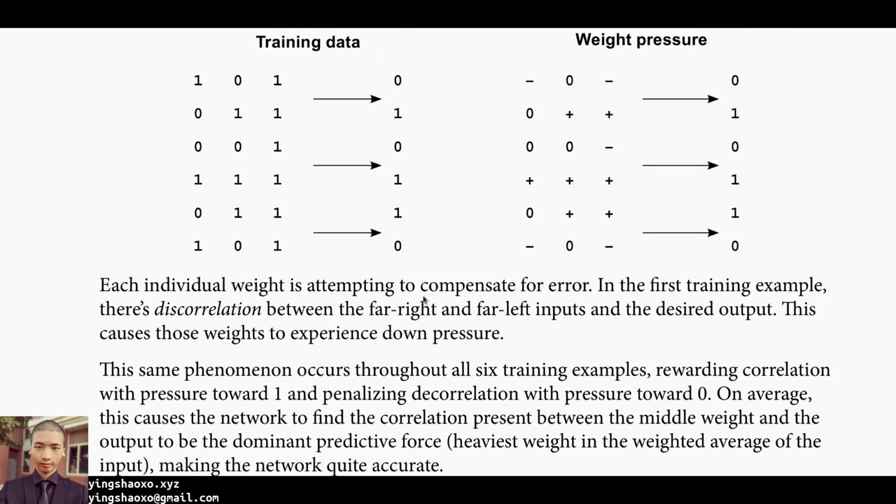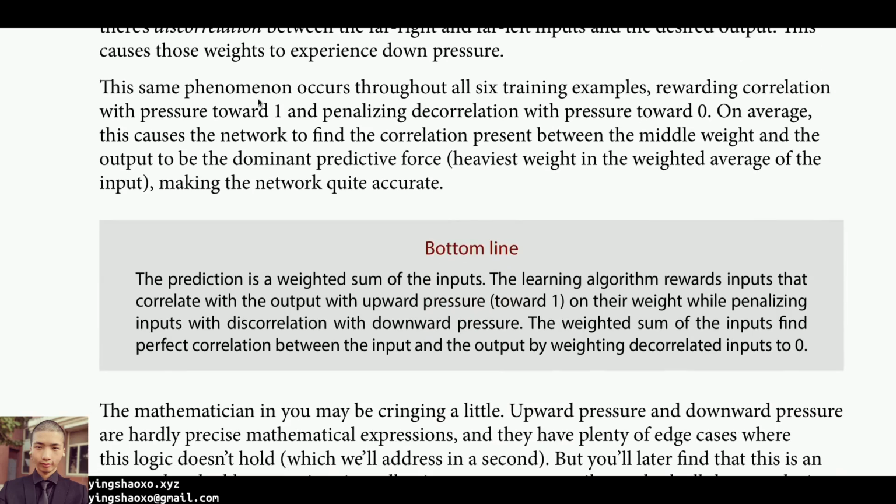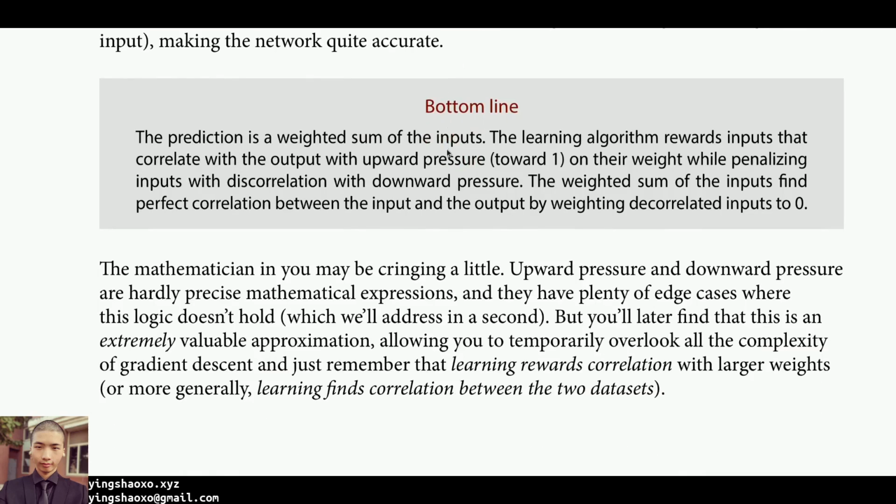Each individual weight is attempting to compensate for error. In the first training example, there's a discorrelation between the far right and far left inputs and the desired output. This causes those weights to experience down pressure. This same phenomenon occurs throughout all 6 training examples, rewarding correlation with pressure toward 1 and penalizing discorrelation with pressure toward 0. On average, this causes the network to find the correlation present between the middle weight and the output to be the dominant predictive force in the weighted average of the inputs, making the network quite accurate. Bottom line, the prediction is a weighted sum of the inputs.